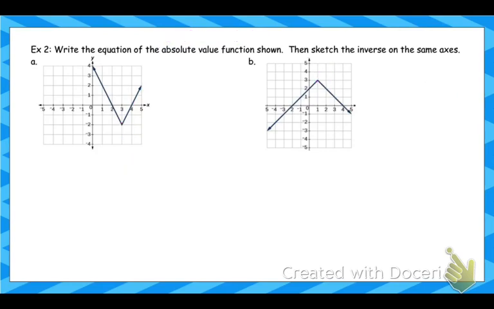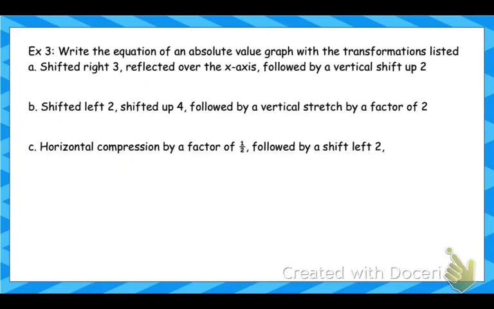All right, so the last thing we're going to do is we're just going to write these equations just from words. So one thing that we're going to look at here also is order. So the first one, it says it's an absolute value graph. It's been shifted right, reflected over the x-axis, and then it's been vertically shifted up 2. So to show that it's been shifted right, that would be inside the bars, x minus 3. Reflecting over the x-axis would be a negative out in front. And then after that, we're going to shift it up 2.